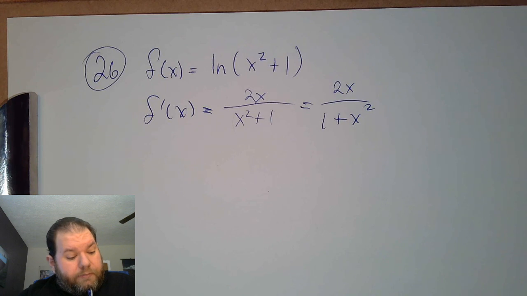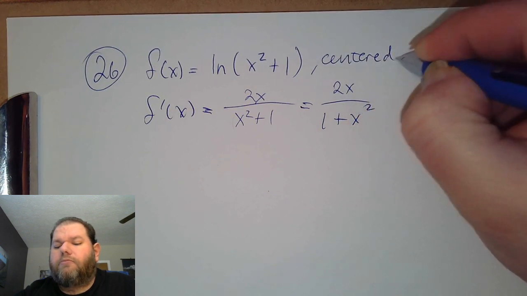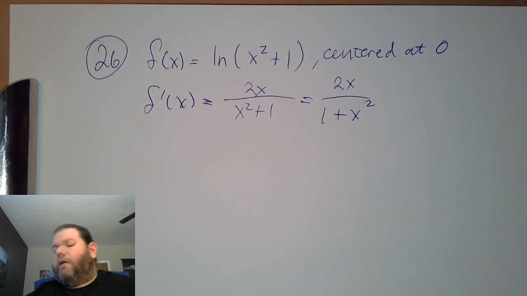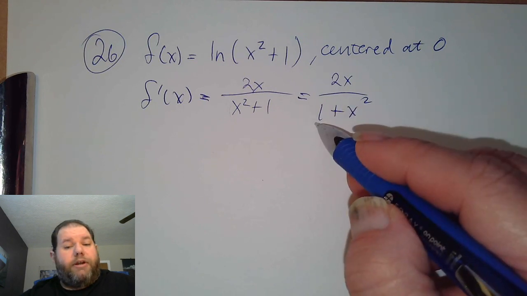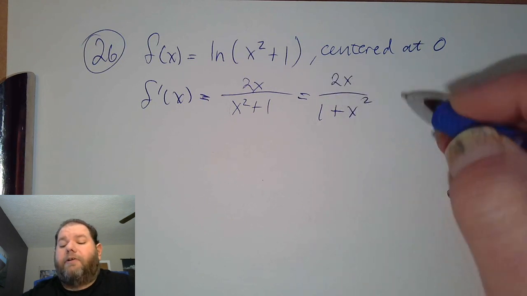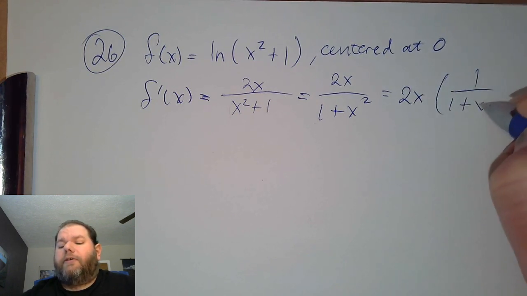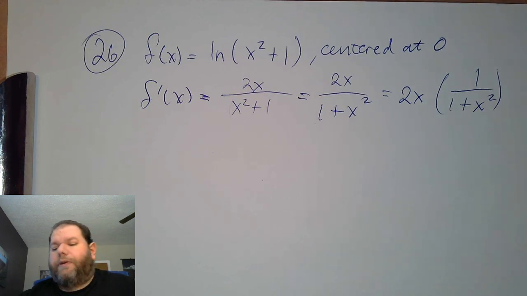Again, these are centered at 0, which is a mercy. Okay. So we have our correct center here. That's no big deal. And we already have a 1 here. That's great. We just need a 1 up here. So we can just factor out our 2x times 1 over 1 plus x squared. We can create our power series here and then proceed from that point.